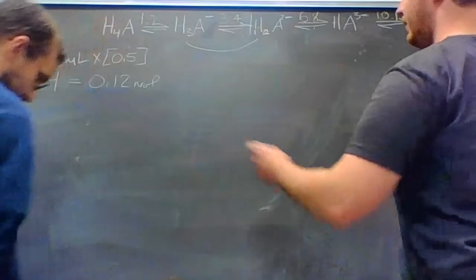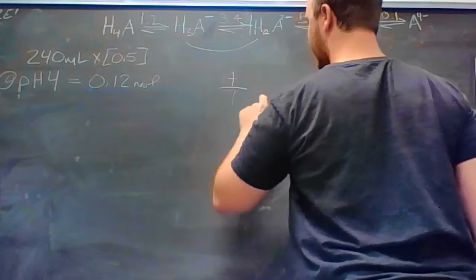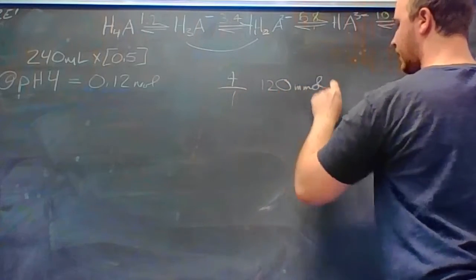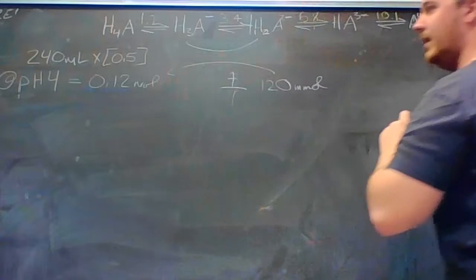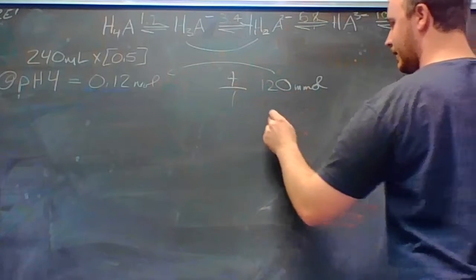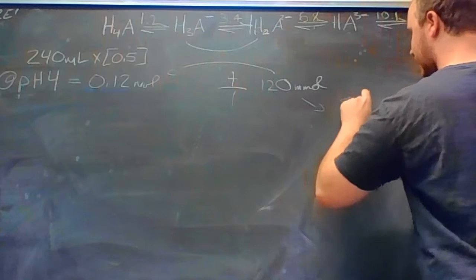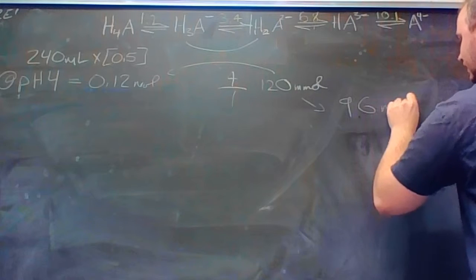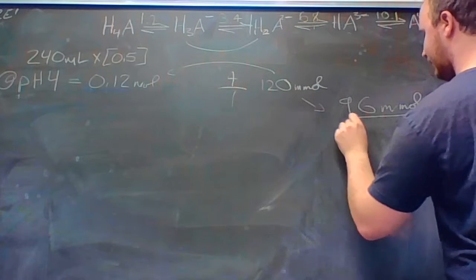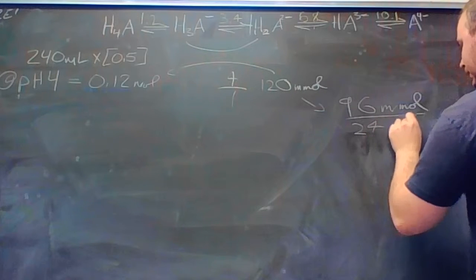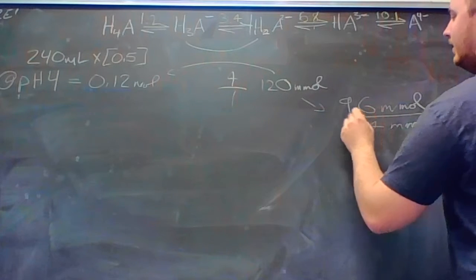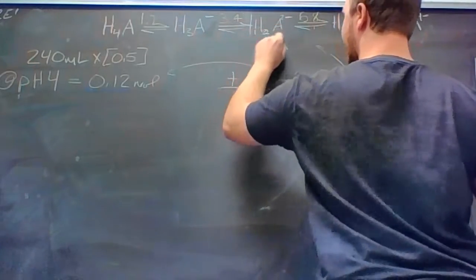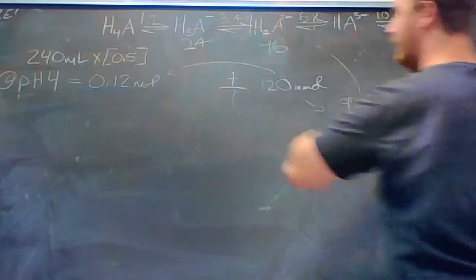All right. So, from this 4-to-1 ratio of the 120 millimoles of peptide that we have, we can figure out algebraically that that ends up being 96 millimoles of the conjugate base with 24 millimoles of the protonated acid. So we'll plug this into our ICE chart here, and that will lead us to 96 and 24.